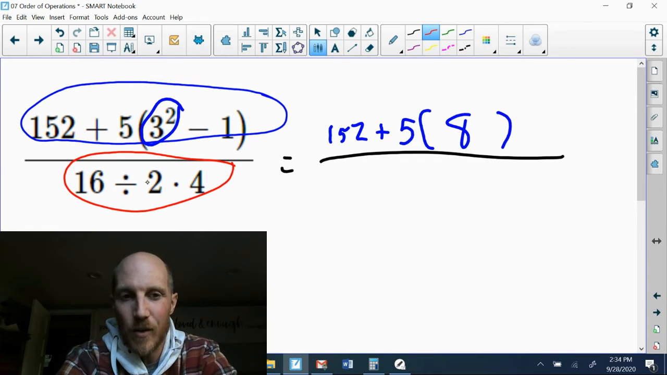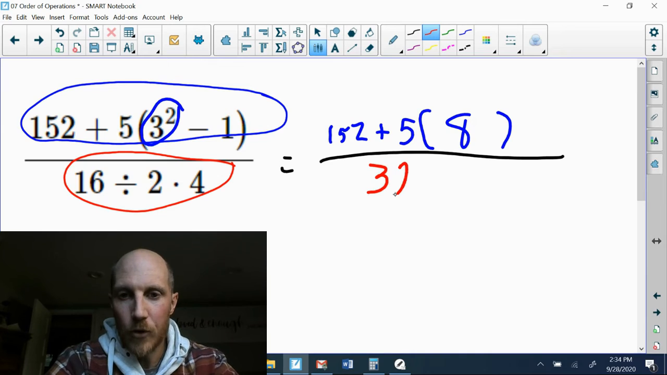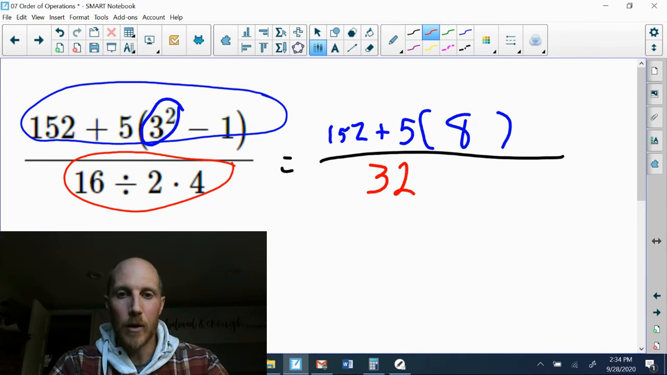16 divided by 2 is 8. Then times 4. 8 times 4 is 32. Okay, so I can actually do the whole bottom already. So now the bottom is going to be 32. Still need to finish the top part.